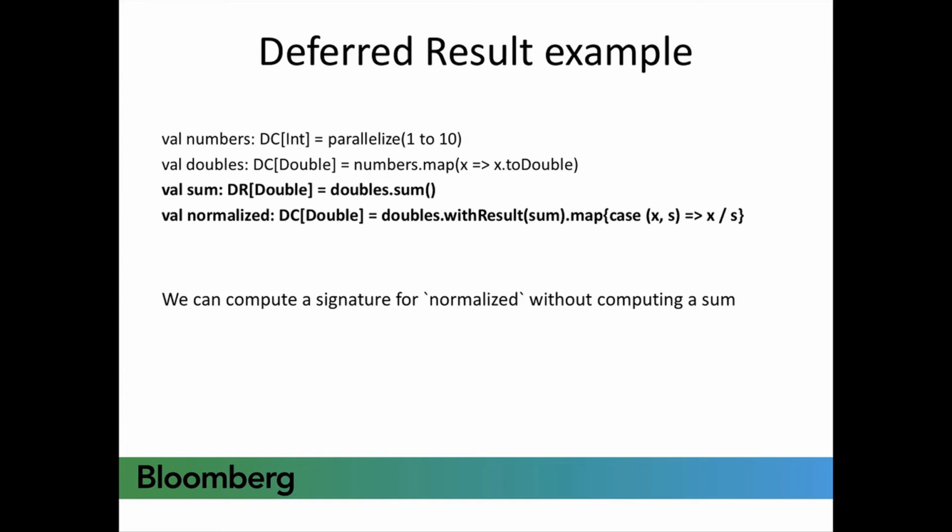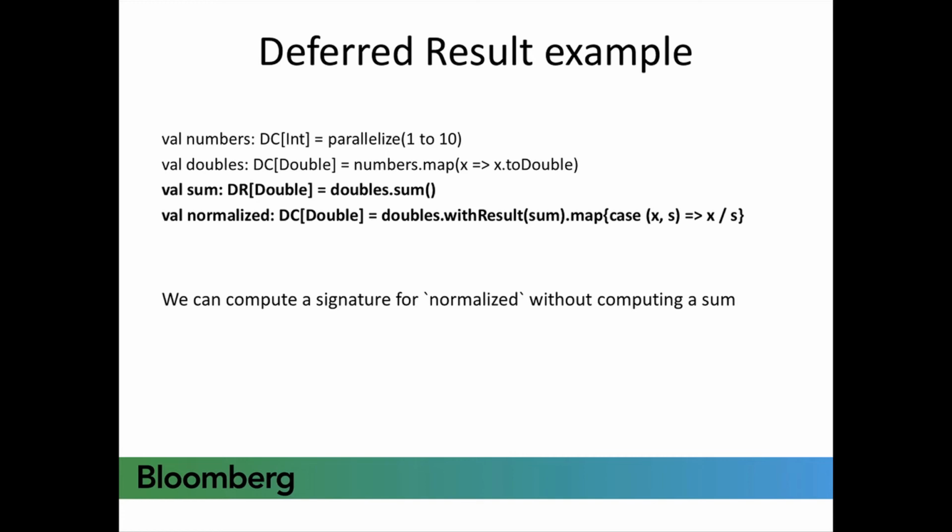Basically, the first three things are almost the same, except now, instead of having a double, we have a Dr of double. And we can use it like this. Instead of doing this as one step, now it's two steps. We're zipping this with this result, so that we have our original doubles, and then we have this sum that we will have. And then we have a tuple: the original number and then the sum that's being passed in.